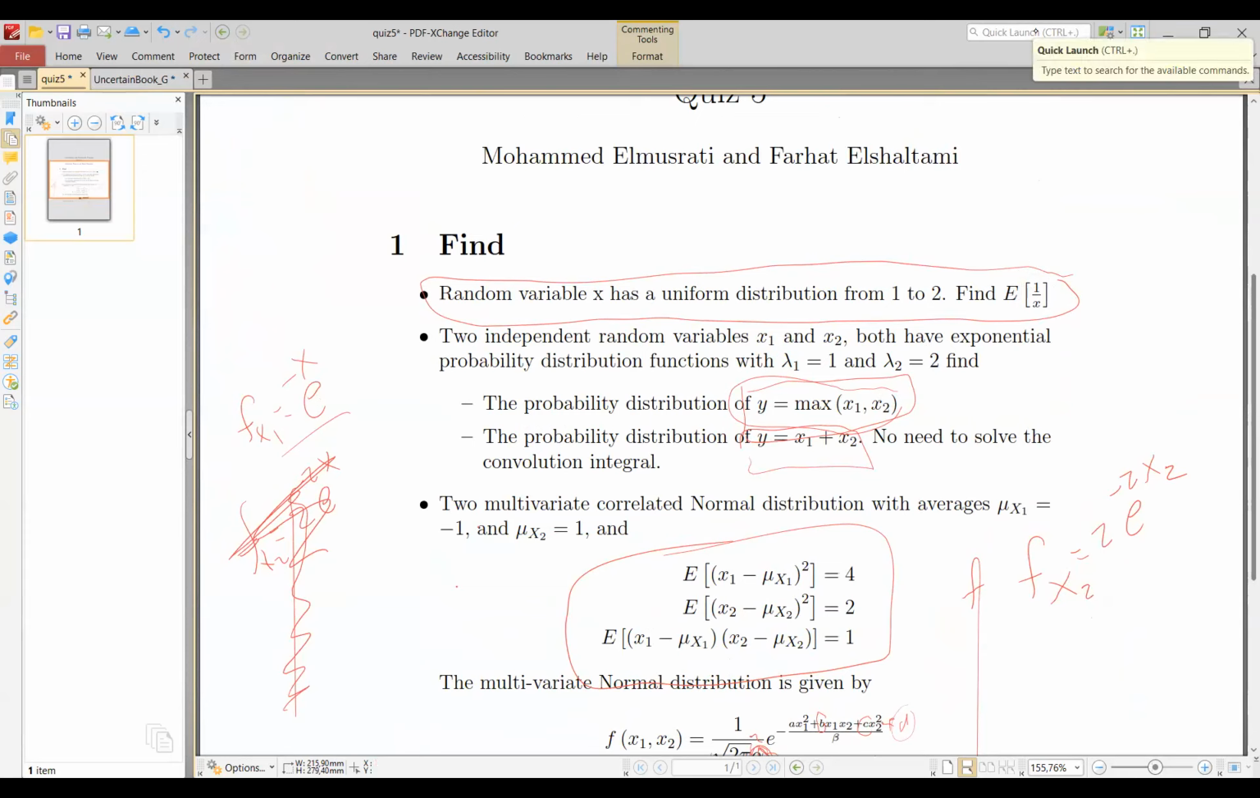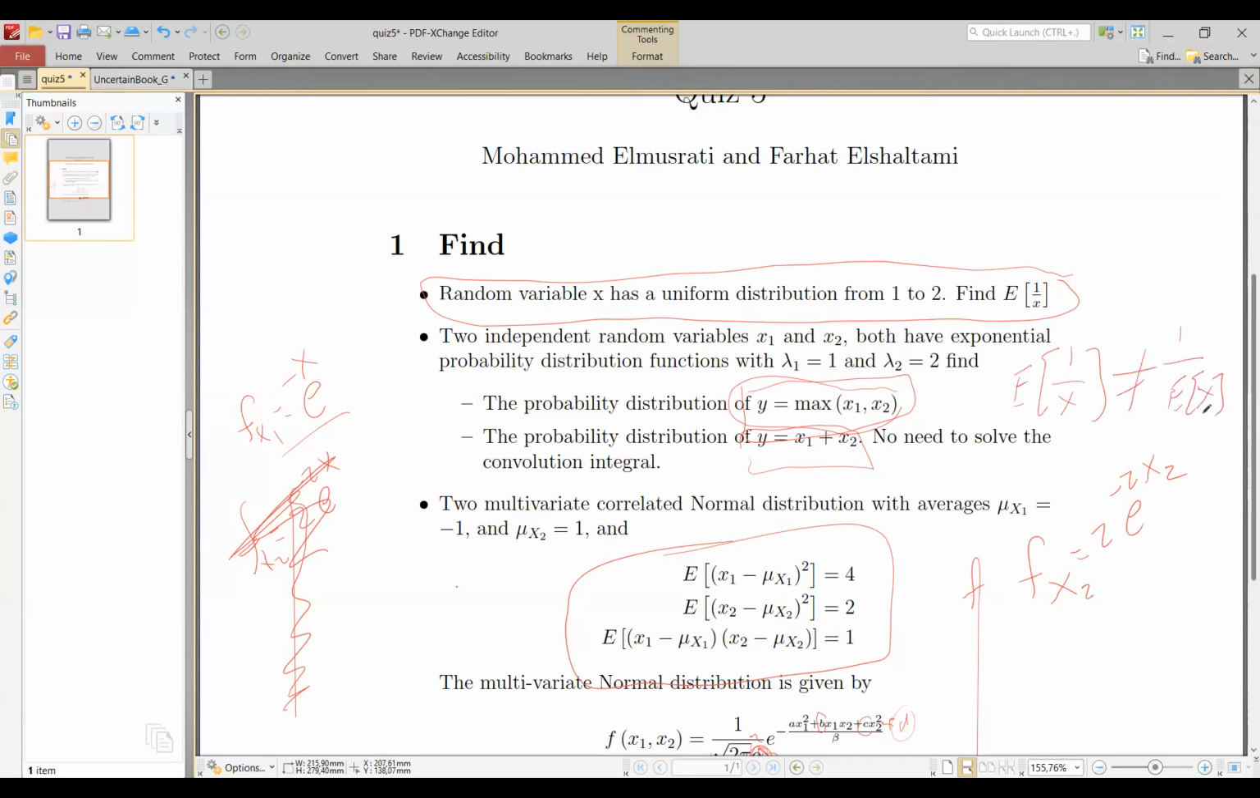Remember always that the expectation of 1 over x does not equal, in general, 1 over the expectation of x. This is actually the target of this example. The target of this example: don't make this mistake. It is not equal. The expectation of 1 over x is not equal to 1 divided by the expectation of x.